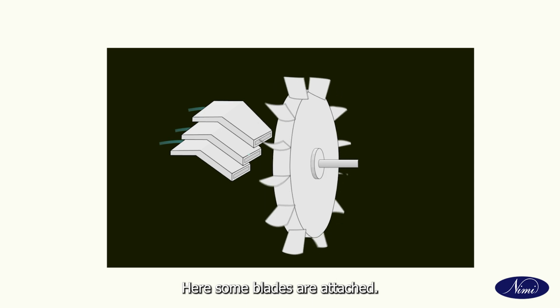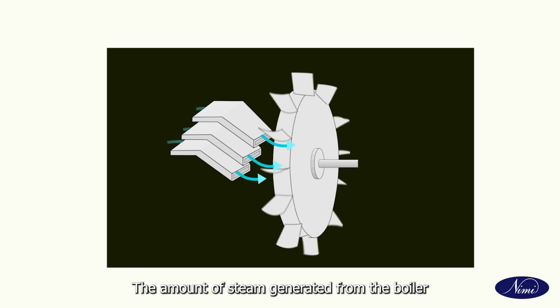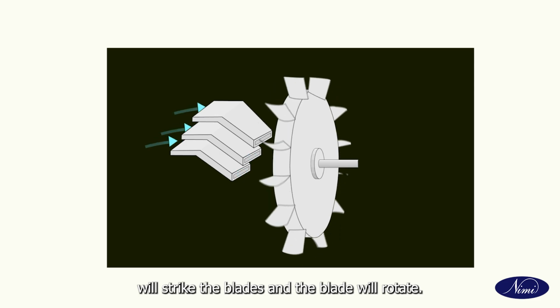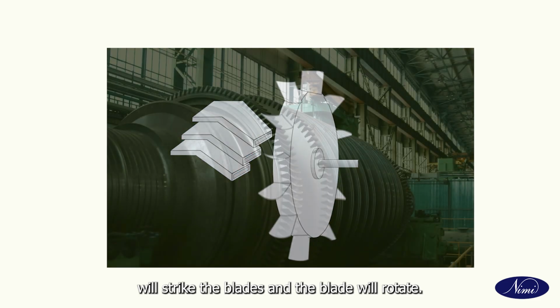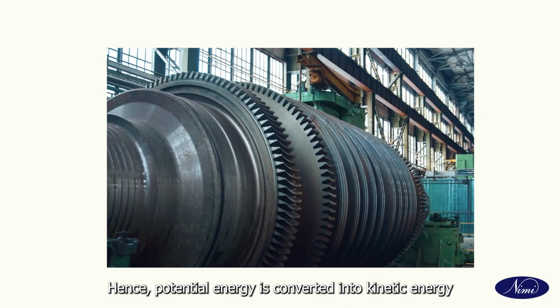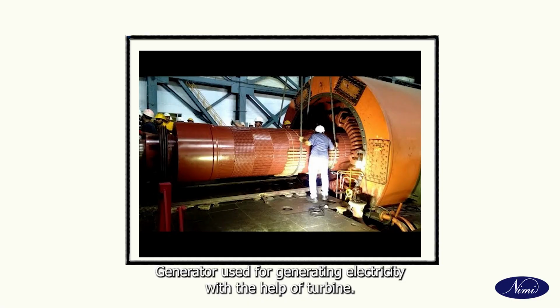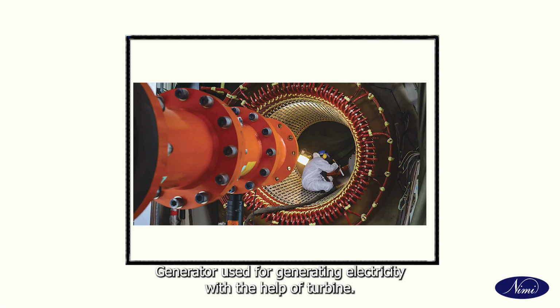Turbine. Here some blades are attached. The steam generated from the boiler will strike the blades and the blades will rotate. Hence, potential energy is converted into kinetic energy and then it is attached to the generator. Generator. A generator is used for generating electricity with the help of the turbine.